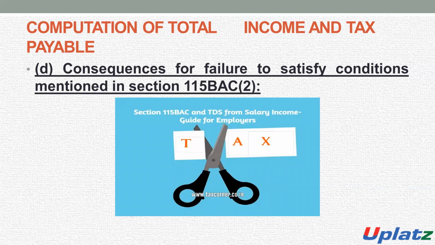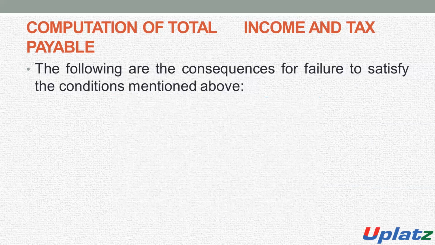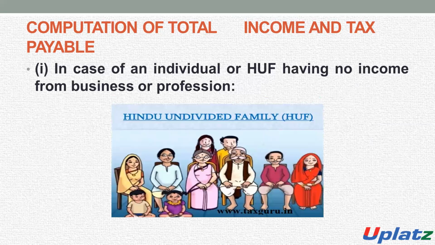Consequences for failure to satisfy the conditions mentioned under section 115BAC subsection 2. What will be the consequences if the assessee fails to satisfy the conditions specified under section 115BAC subsection 2 to apply the concessional rate of income tax? The following are the consequences for the failure to satisfy the conditions mentioned above.